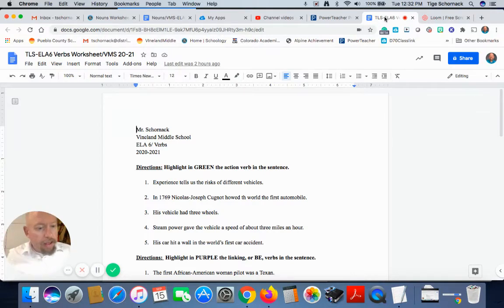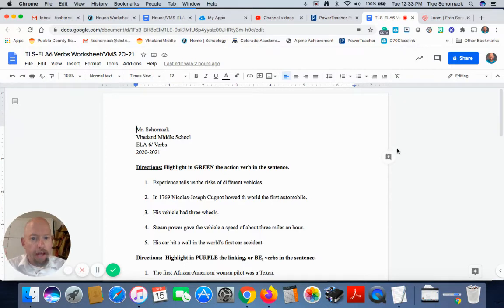So, previously on the Tyke Shornack channel, you did this noun worksheet that I created. Again, you highlighted it, and there were 46 nouns. This one's a little easier. There's only 5 verbs in each. What we're going to do is you're going to highlight action verbs, you're going to highlight linking verbs or be verbs, and you're going to highlight verb phrases. And then next week, we'll go into subjects and predicates.